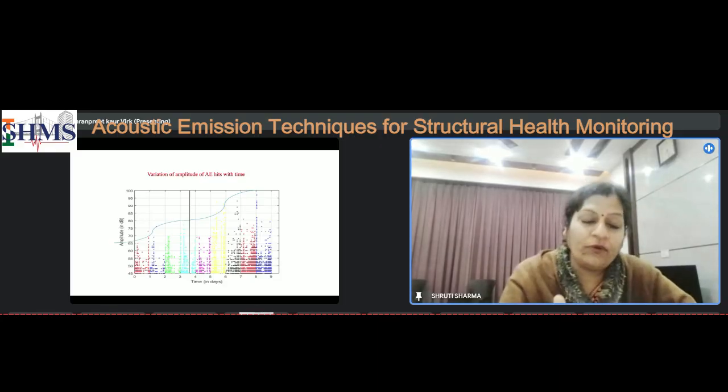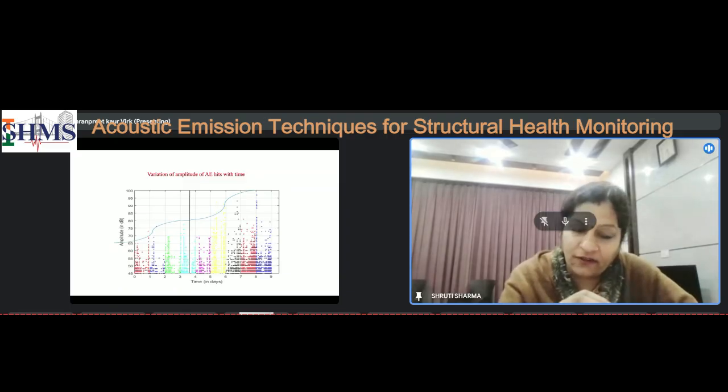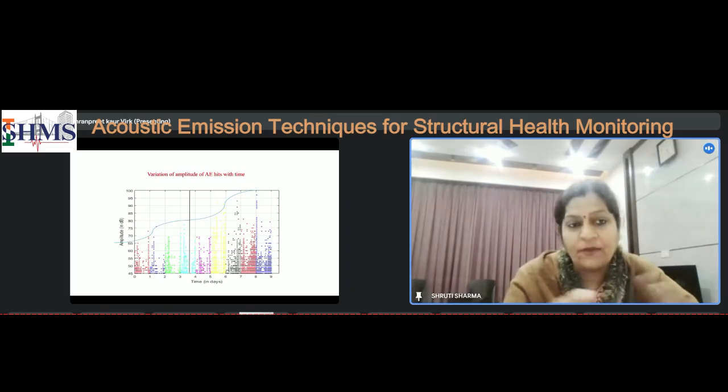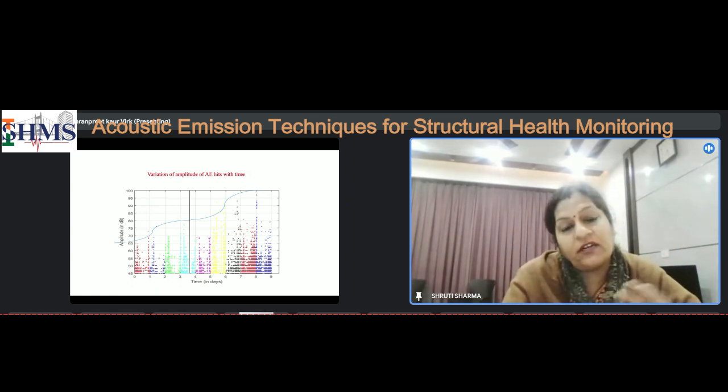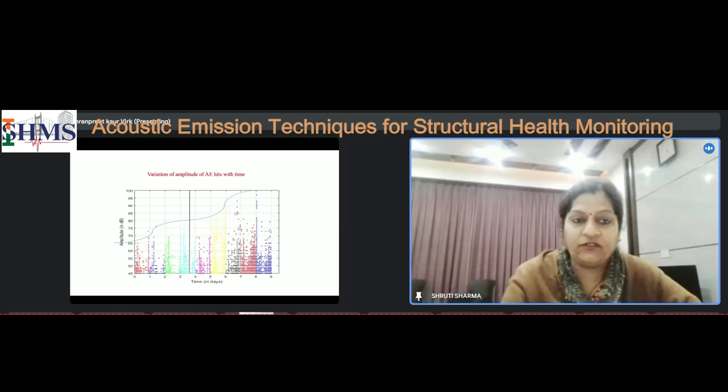So AE has some beautiful parameters wherein we can not only see that there is some problem happening inside, but also where it is exactly happening. We can localize that using a 3D plotting of events, and the amplitude of the AE is also an indicator to quantify the damage happening inside. Next, please.